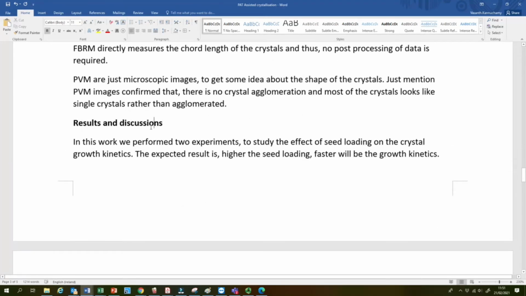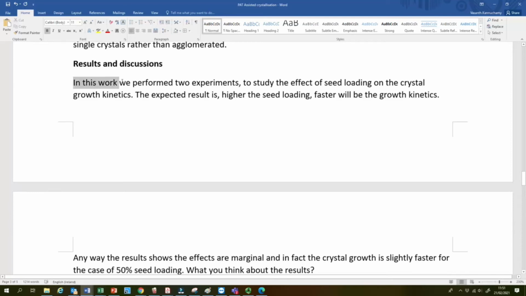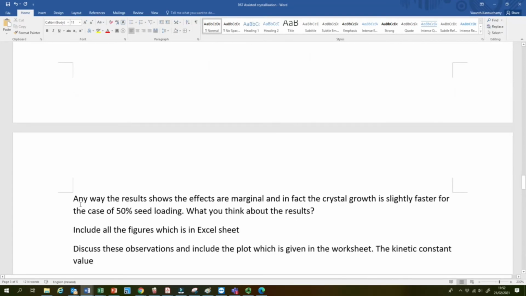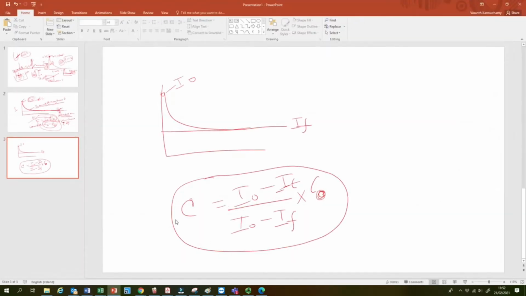And then results and discussion, this is the main part. You have to write that we performed something like 2 experiments, and then mention what the expected results are. The expected result is that normally, if you have a higher seed loading, the growth kinetics will be faster. And then, okay, what else do you need to include? Anyway, the results show the effects. I almost mentioned the experimental observation from the experimental result. What I mentioned, I can go back to the PowerPoint.